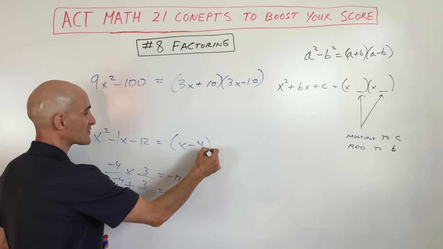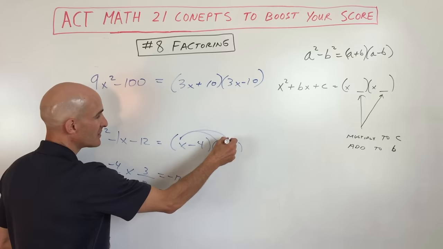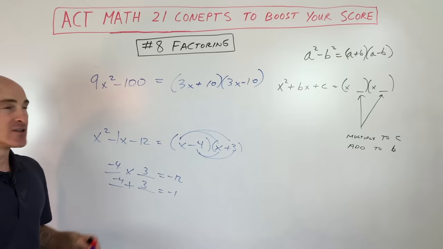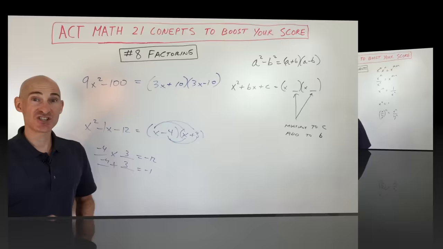And you can check your work by distributing the x twice and distributing the negative 4 twice, and then simplifying, and you'll get back the original. So this has just been a little reminder to you about factoring. Go ahead and review that a little bit more, and let's continue on to the next lesson.